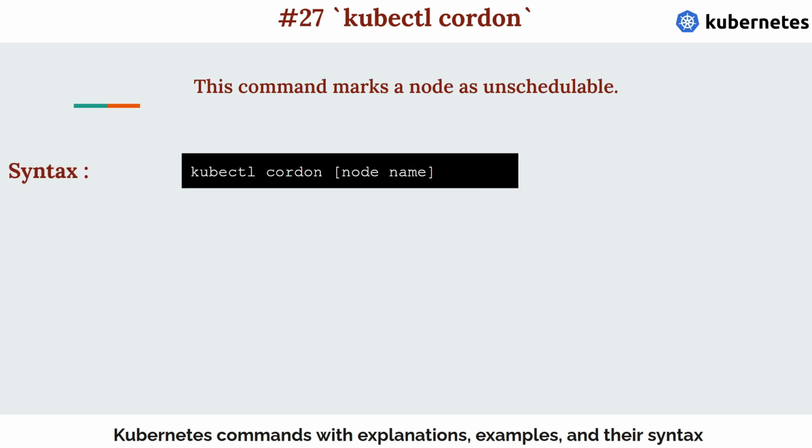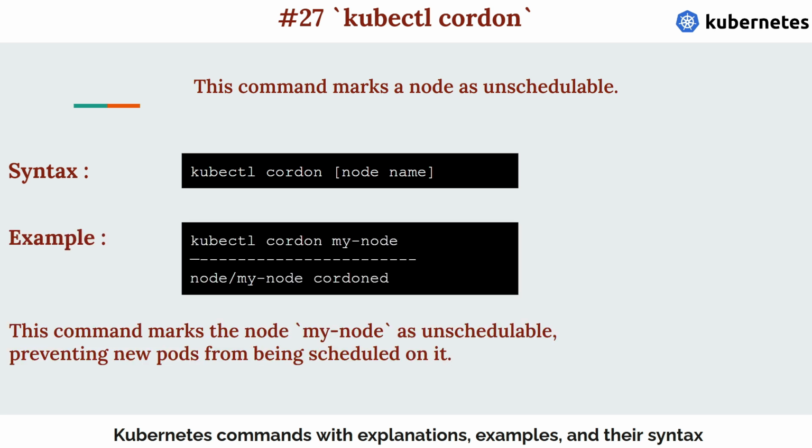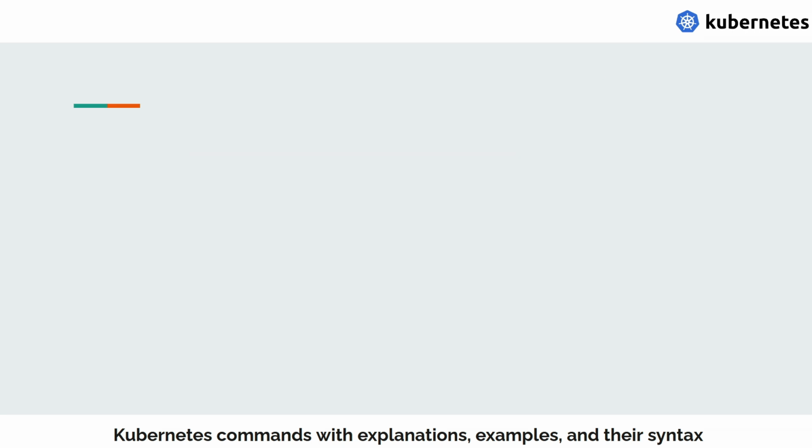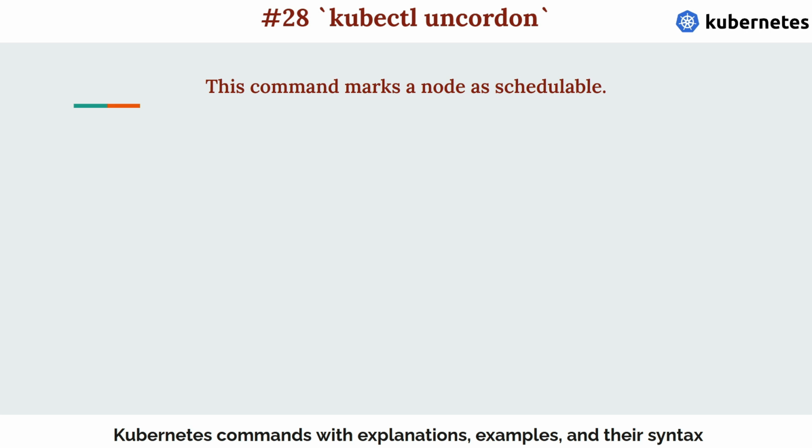Let's see the syntax. The usage of the kubectl cordon command starts with the kubectl cordon keyword and node name. This command marks the node mynode as unschedulable, preventing new pods from being scheduled on it. Next command is kubectl uncordon. This command marks a node as schedulable.